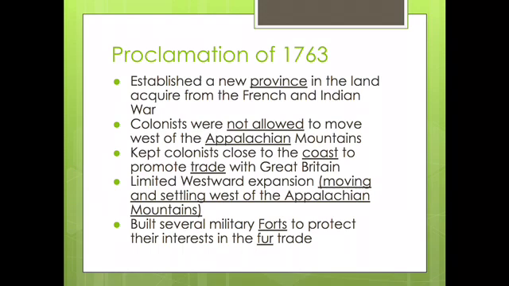So, the Proclamation of 1763. It established a new province in the land acquired from the French and Indian War. Colonists were not allowed to move onto the land west of the Appalachian Mountains. Say what? Colonists were not allowed to move onto the land that they just fought a battle, a war, not even a battle, many battles, a war to get.